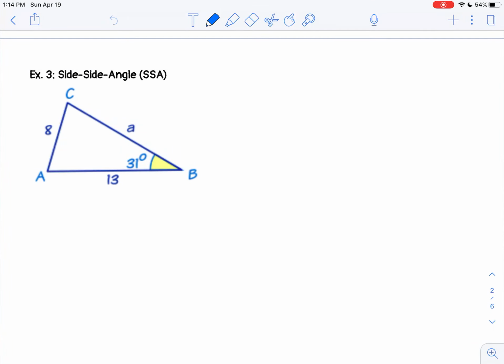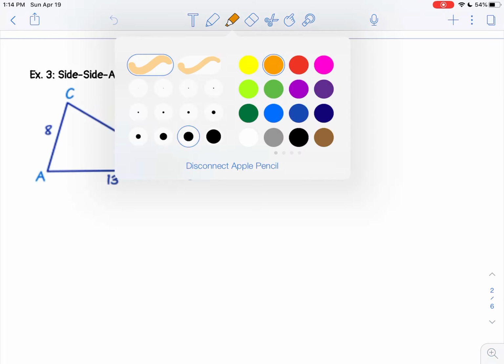All right, folks, welcome back to the second video for 7.1 Law of Sines. So we're going to take a look at yet another kind of case for law of sines, okay?